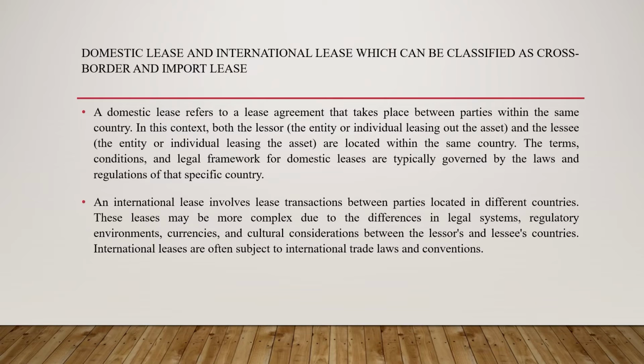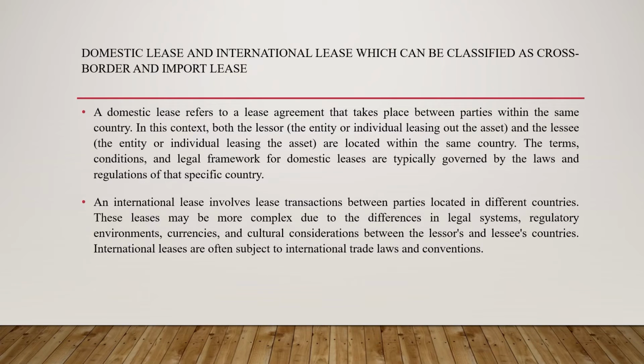So first is domestic lease. A domestic lease refers to the lease agreement that takes place between parties within the same country. In this context, both the lessor, the entity or individual leasing out the asset, and the lessee, the person or entity who is leasing the asset, are located within the same country. The terms, conditions, and legal framework for domestic leases are typically governed by the laws and regulations of that specific country.